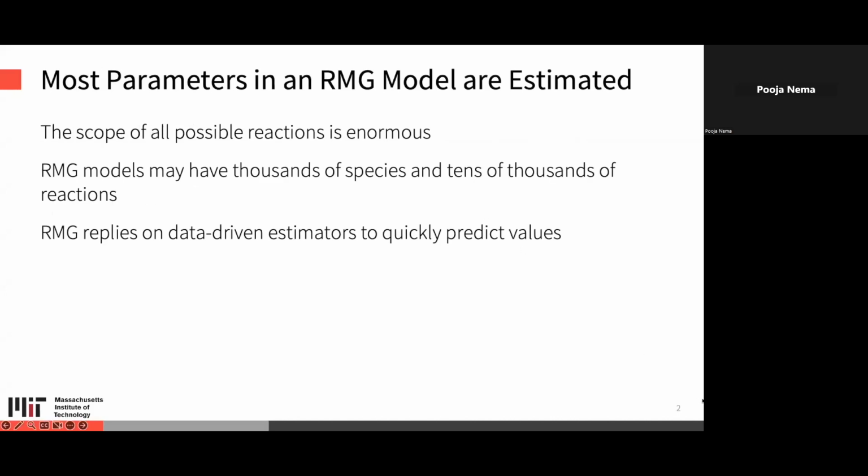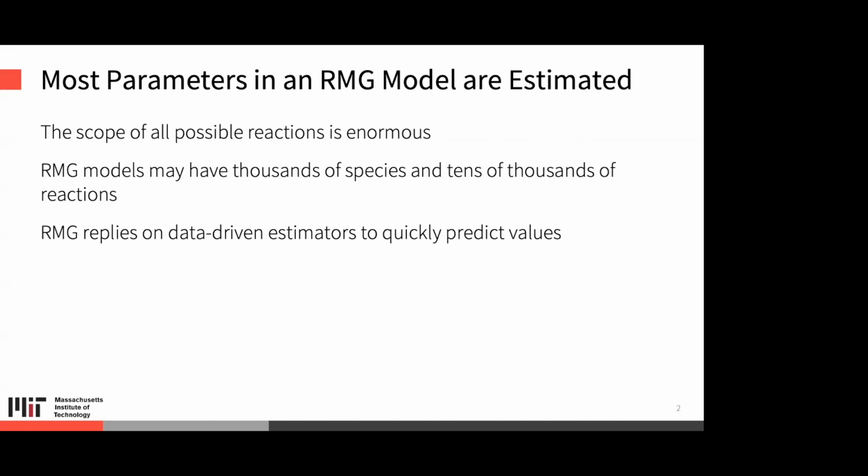So the scope of all possible reactions that might be relevant to your system is usually very enormous. And so RMG models commonly have hundreds, maybe thousands of species, and they could have tens of thousands of reactions. In a perfect world, we would turn to the literature and obtain reliable values for every single species and reaction. But currently, that's not usually possible. So things like NIST or CCCBDB don't have hundreds of thousands of entries that we would be using.